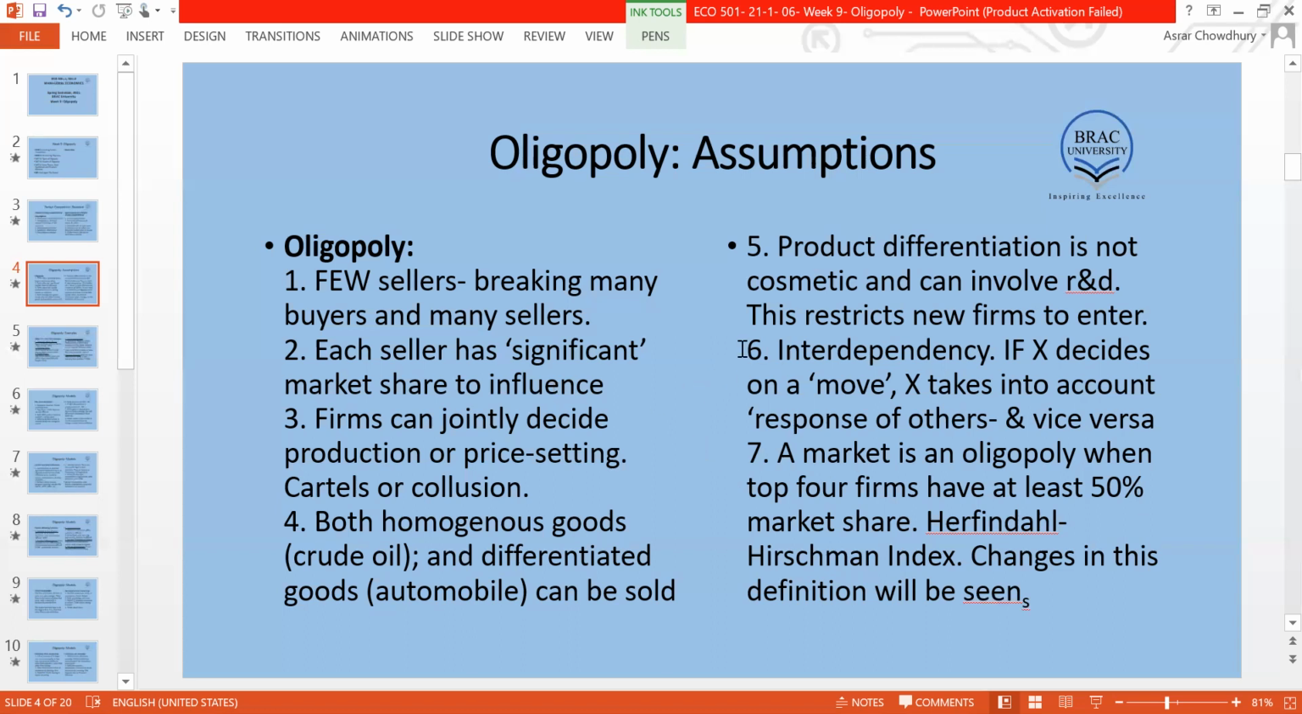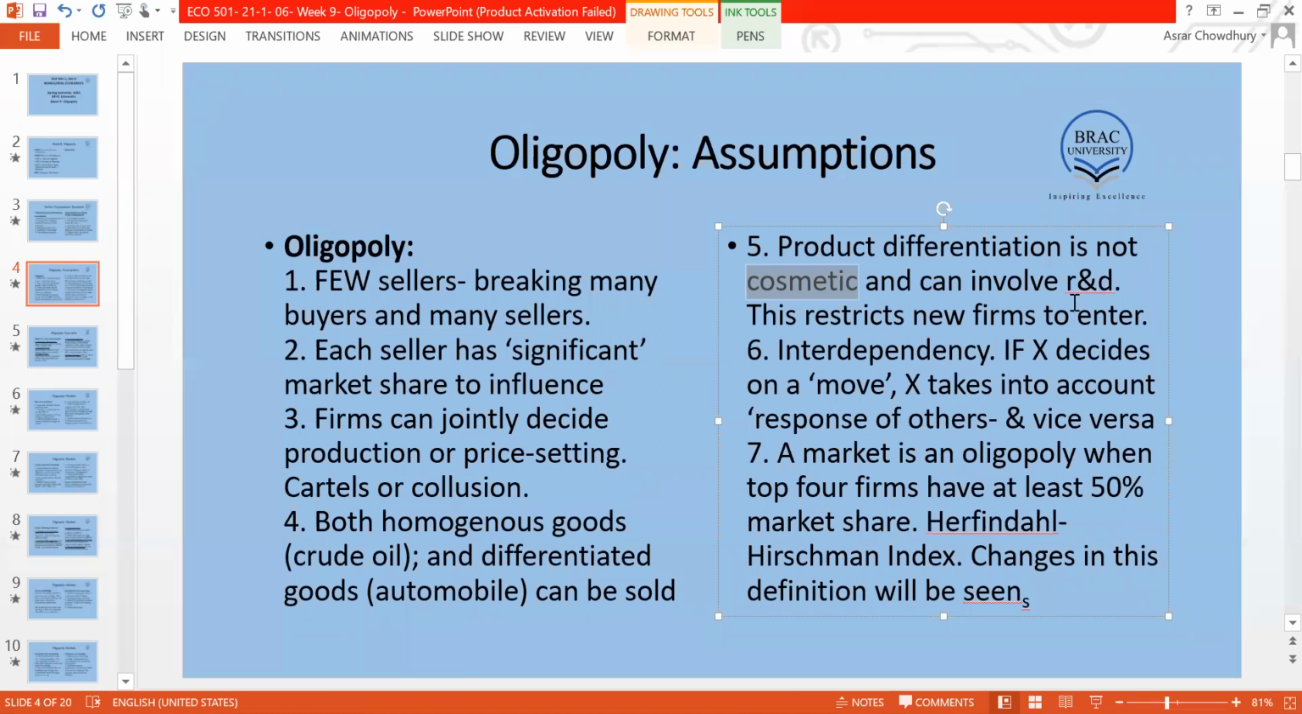But the thing to know is that in the case of differentiated goods in an oligopoly, differentiation is not cosmetic. Last week we saw that we could have cosmetic differentiation, like pink soap and blue soap. Ingredient wise, pink soap and blue soap are the same thing. There's no difference between the two. But when we have few sellers, like in the automobile industry, don't you think that the differentiation is a real differentiation? Yes, sir.